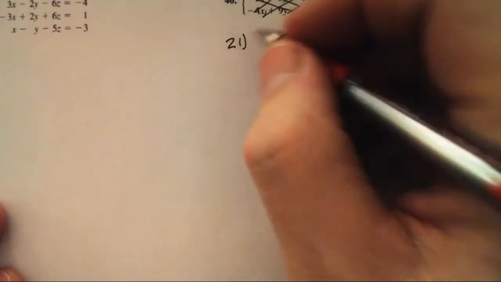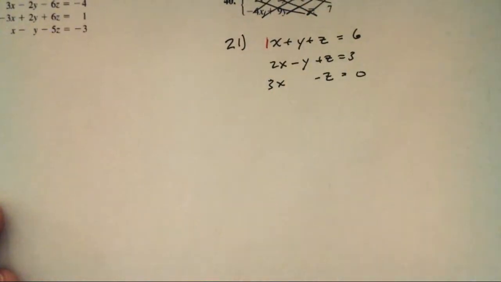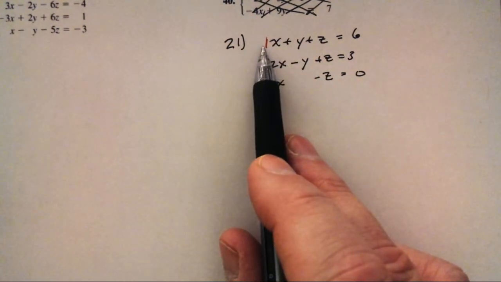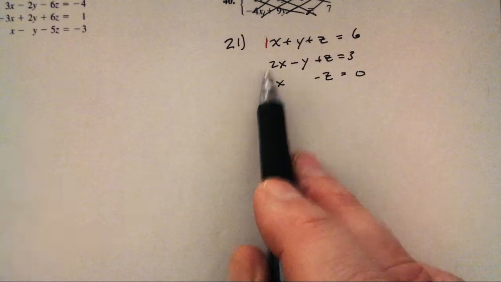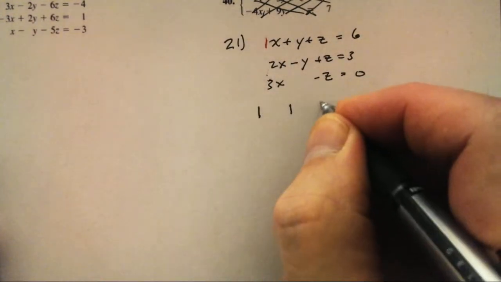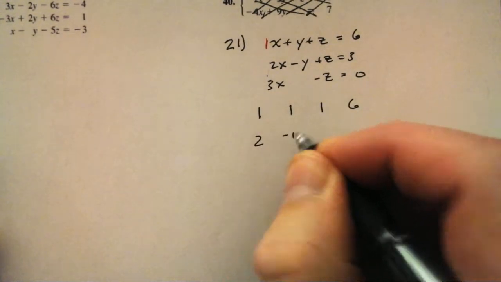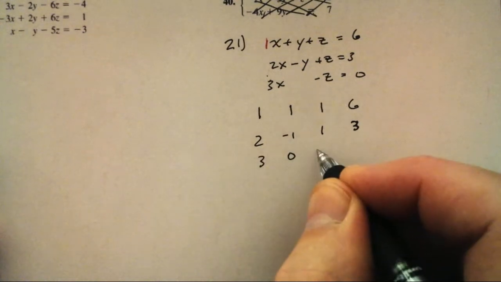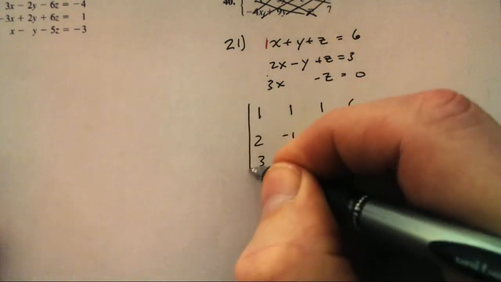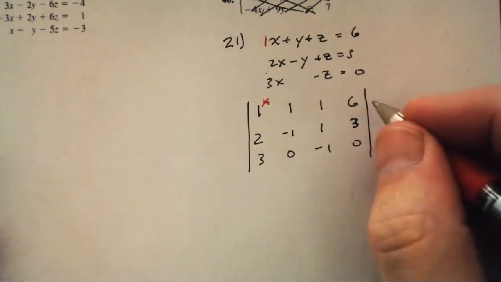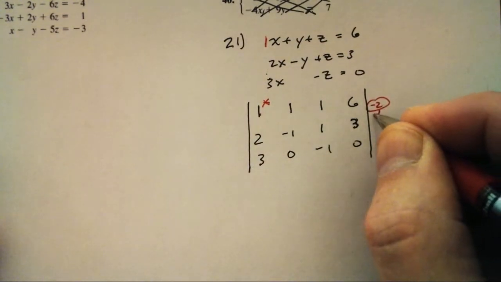I like the fact that this is a lead coefficient of 1, so I'm not going to reorder anything. I want my first hitman to be a 1 if possible. If this was a 5, I'd just deal with it. I might change the 2 to the first row. Again, you can switch the rows. So this would be 1, 1, 1, 6, 2, negative 1, 1, 3, 3, 0, negative 1, 0. I'm going to use that guy to whack these. So I'm going to multiply by negative 2 and go pay a visit right here.